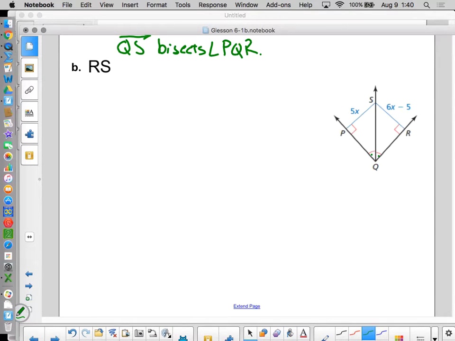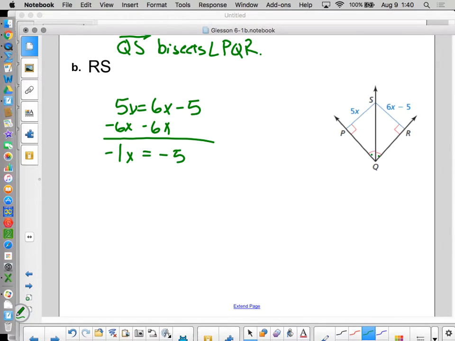Getting back to the problem, I know that PS has to be congruent to SR. So 5x has to equal 6x minus 5. Subtract the 6x from each side. Now I know that's a little not protocol because it's going to give me a negative 1x, but otherwise I'd do two steps of addition. Subtraction, negative 1x equals negative 5, so x is 5. That's great, x is 5.